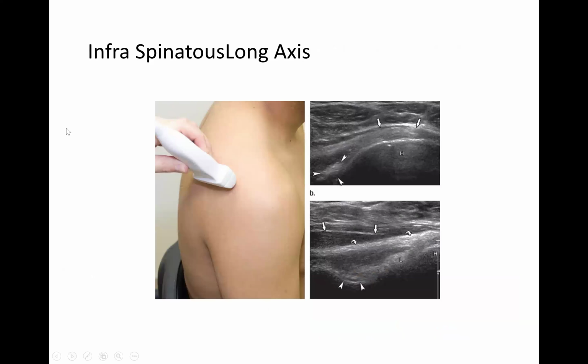After that, we palpate for the spine of the scapula and keep our probe on the spine of the scapula and move a little down. We are able to see the humeral head giving attachment to the infraspinatus tendon. This is the more medial thing. This is the humeral head, and the hyperechoic fibrocartilaginous structure is the labrum. This is the glenoid, and this curved thing is the spinoglenoid notch, where lie the suprascapular nerve and vessels.